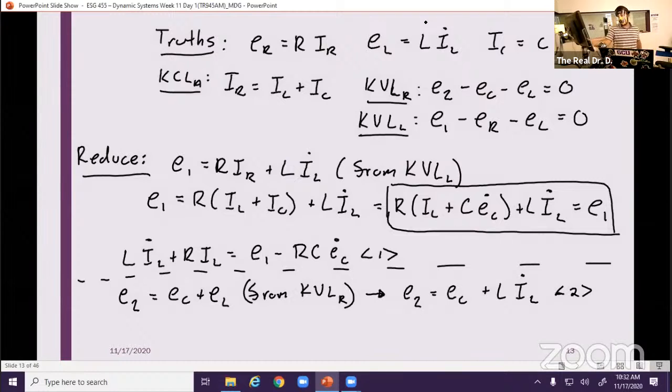Let's start with equation 1. All right, so I'm going to take the Laplace transform of equation 1. And if I do that, and we're using 0 initial conditions because we weren't given any, well, what do we end up with, right? We get LS plus R times IL of S.